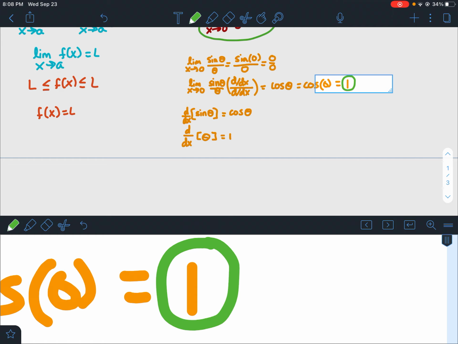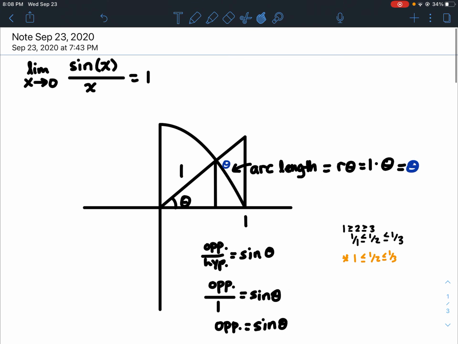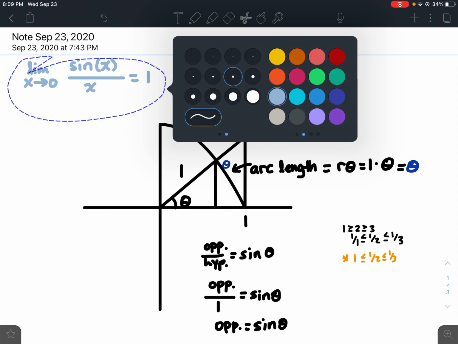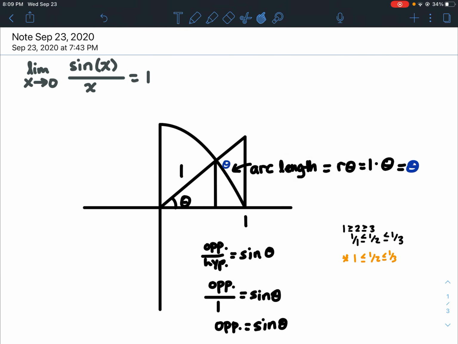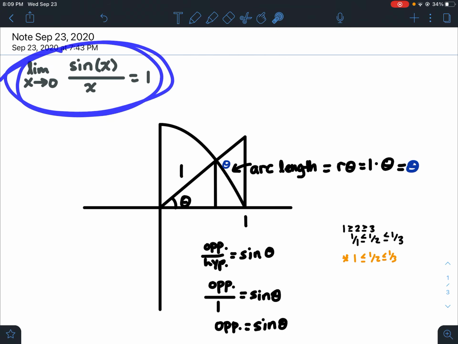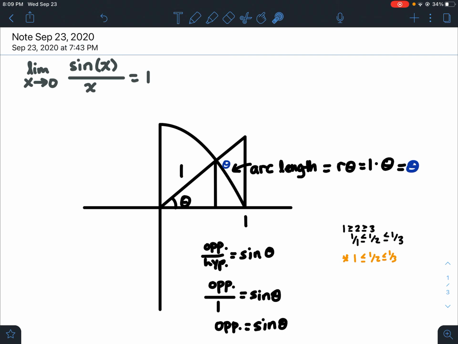So that is why the limit as x approaches 0 of the sine of x over x is in fact equal to 1. Let's make it a gray. I kind of like that too. So that's why it is equal, in fact, to 1. And this is very, very important. When you're doing limits, this is something that you just have to memorize.